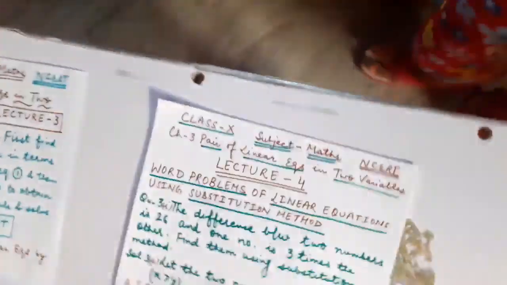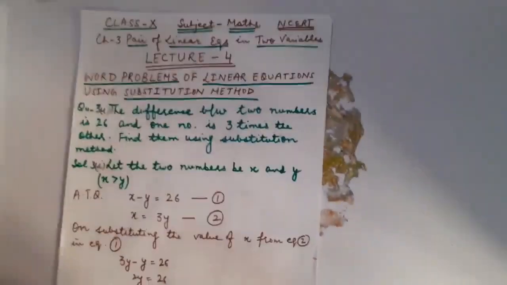Children, before I switch to the word problems, let us once recall substitution method. In substitution method, first of all, you will have to find the value of one variable in the form of other variable from any of the equations. After that, you will be putting that value in another equation to obtain a linear equation in one variable, and then you have to solve it. So let us start word problems.